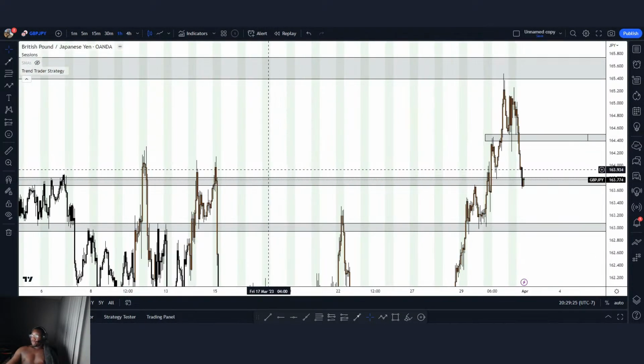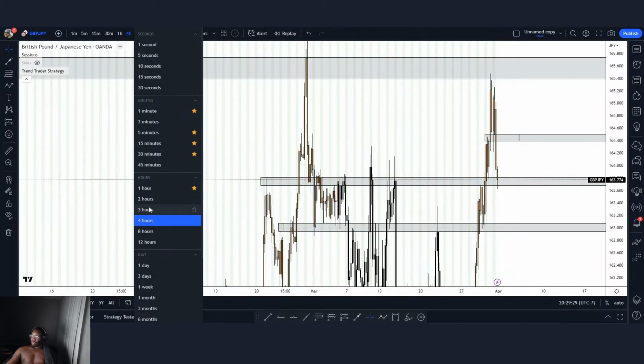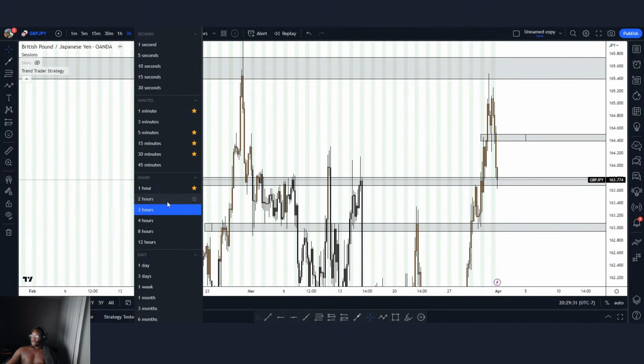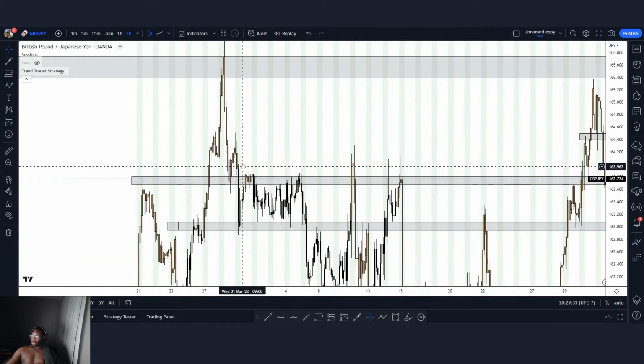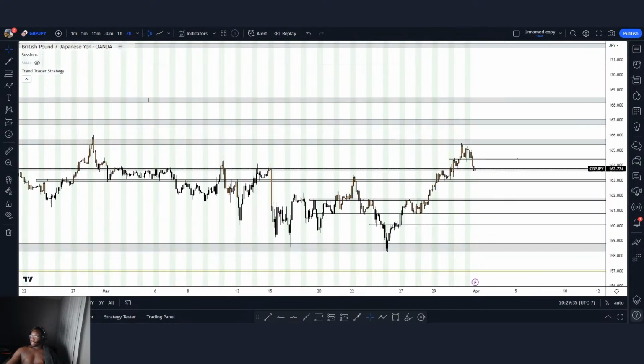But GJ is a great pair to learn how to trade. It's a great break pair. Price action is smooth. It's really good. So that's pretty much what I'm looking at. These are my zones that I have.